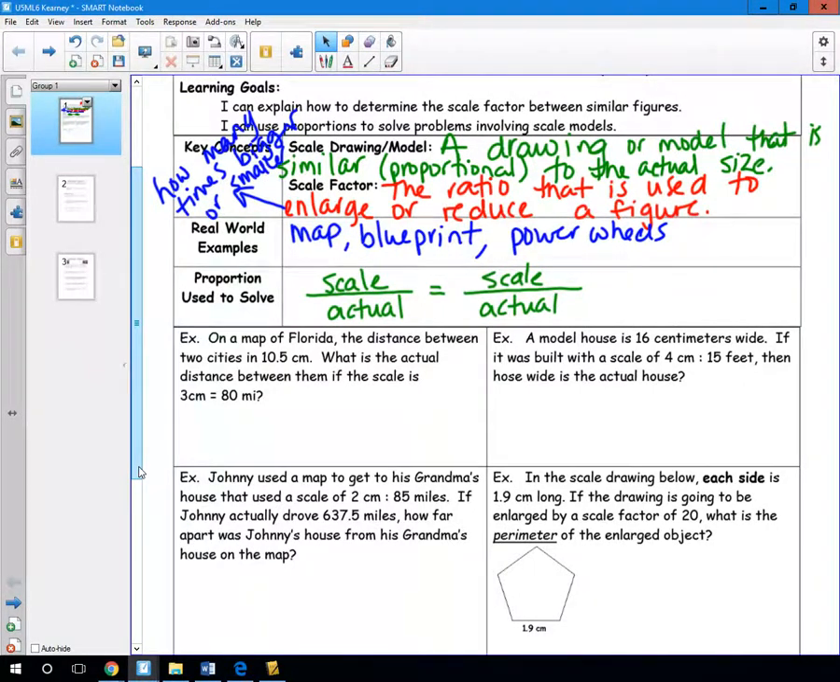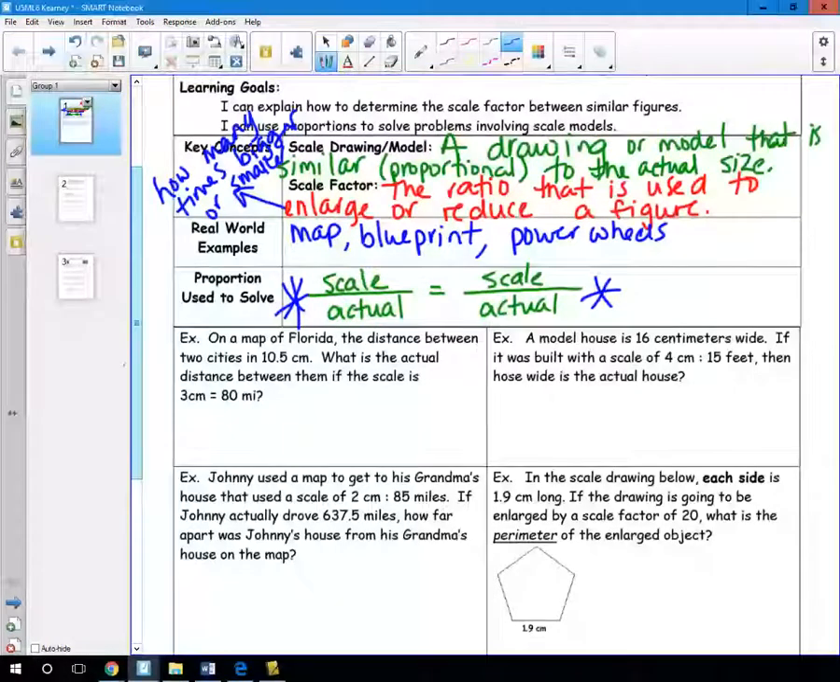So, anytime you get to a scale problem, even if you get really tired of writing it, I want to see that you write this right here, just to help you remember: I've got to put the scale over the actual. So, now let's start with the first example so you can see just how easy this is. Take just a minute and read that example to yourself.